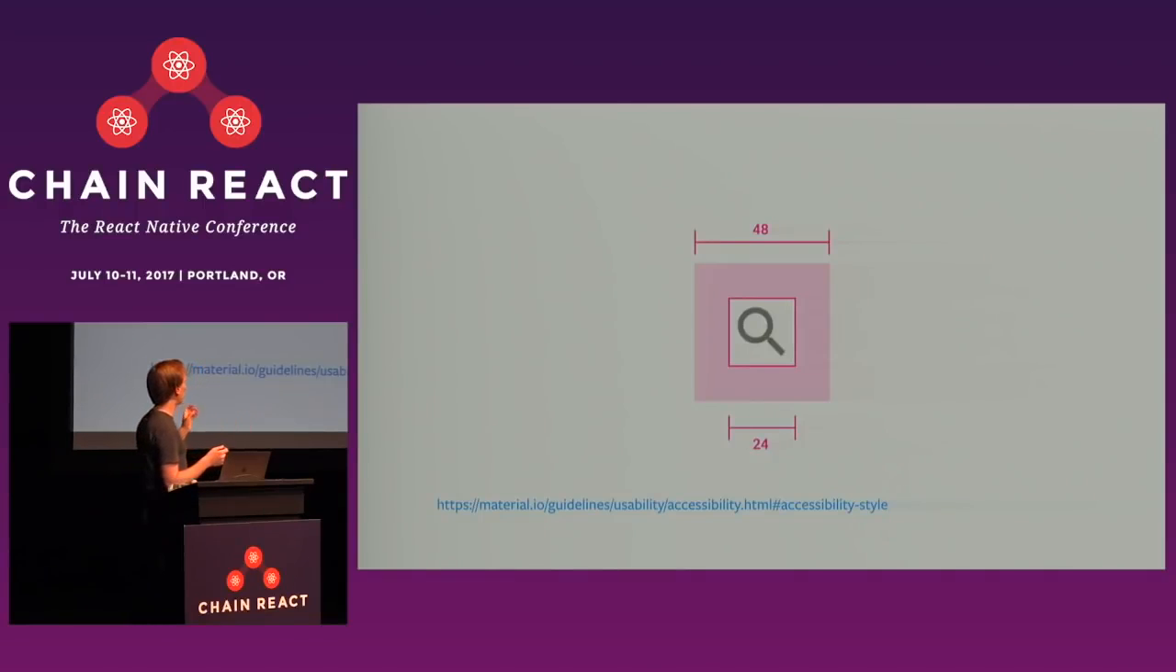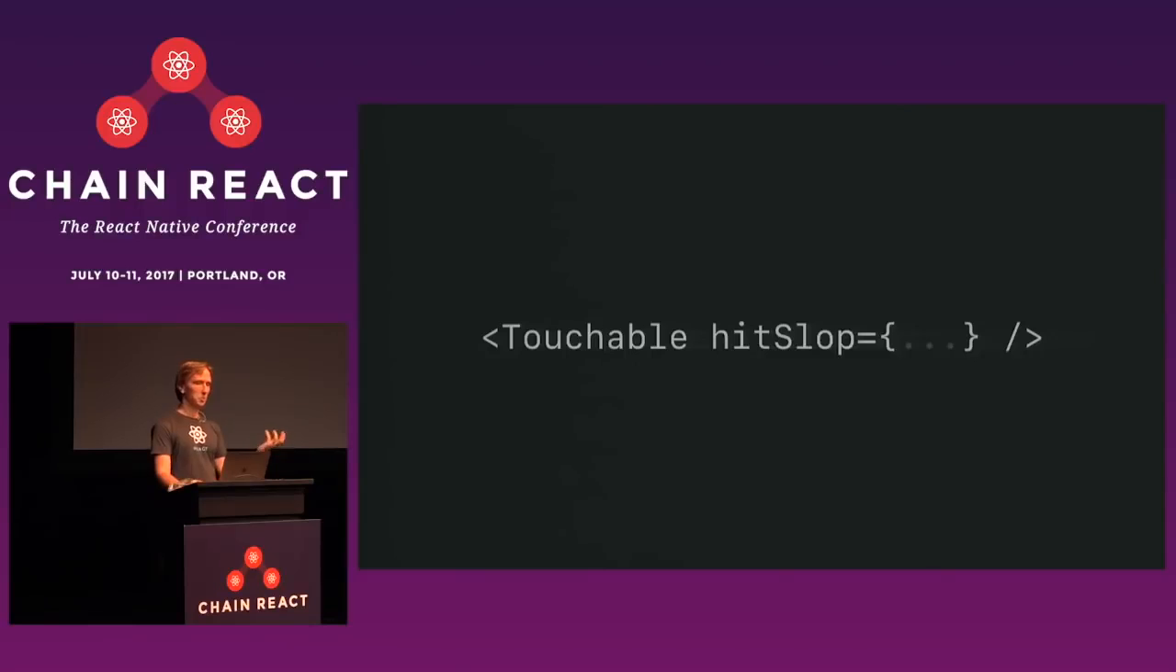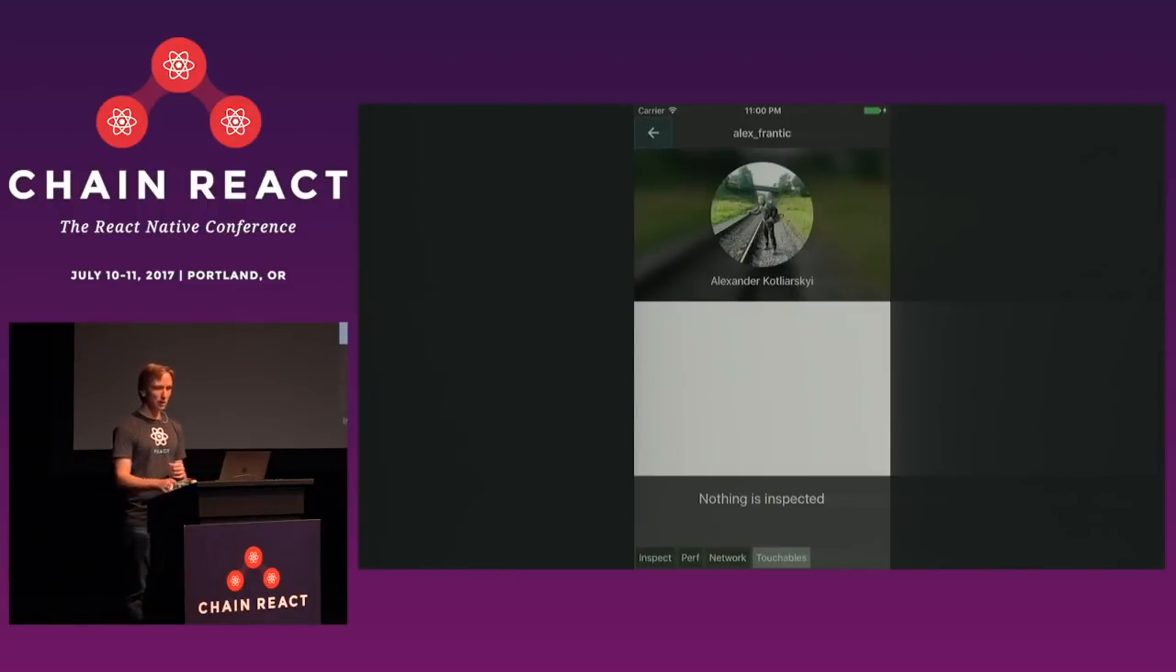So this is an example from Google Material Design, where the touch target is 4 times as big as the icon itself. React Native supports all of that. You can set hitSlop on your touchable components to make sure that they're easily accessible. React Native also ships with a touchables inspector. So if you turn on the inspector and this option, it will highlight all touchables with their hit slop, so you can see directly how big they are.